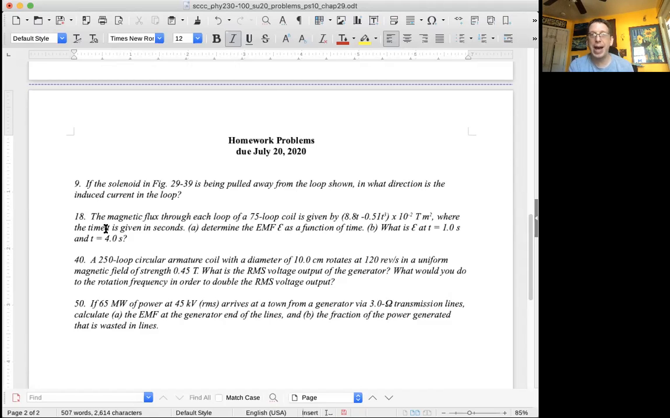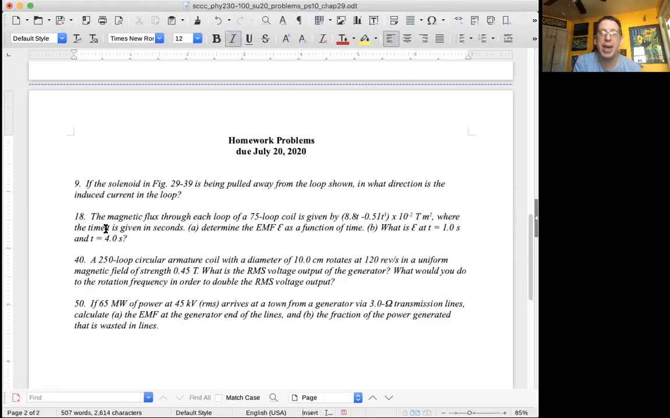So you figure out the maximum voltage and you divide the maximum voltage by the square root of 2 to get the RMS voltage. What would you do to the rotation frequency in order to double the RMS voltage output? And that's pretty straightforward. If you've solved the first part, solving the second part should be fairly simple. And that brings us to the last problem, which is number 50.